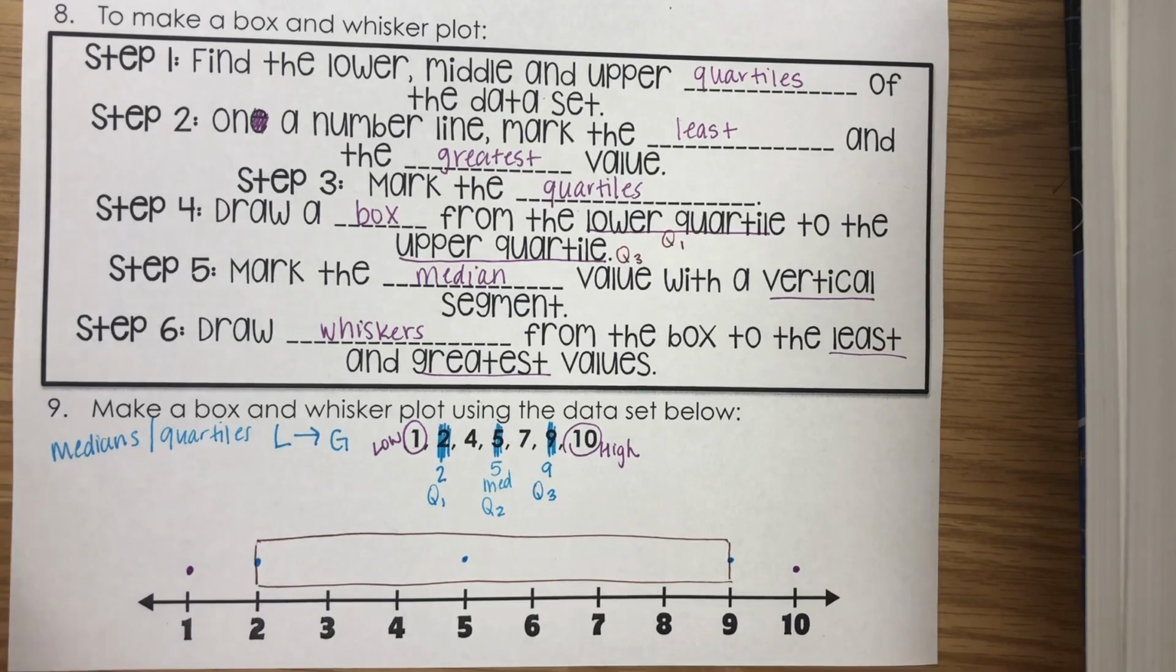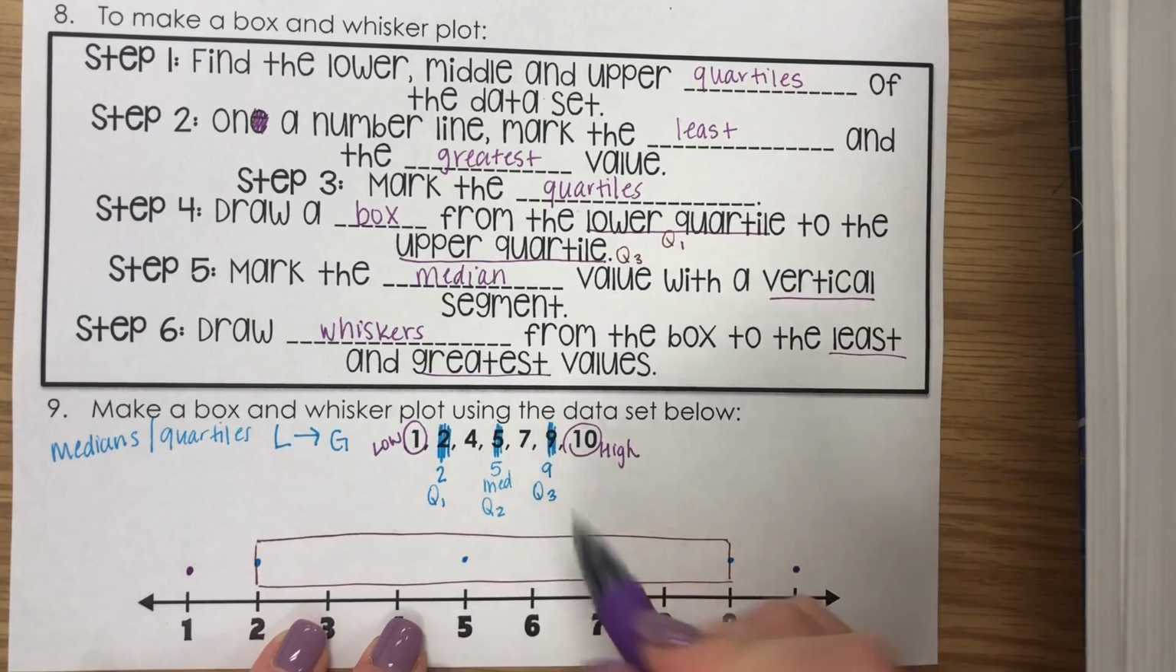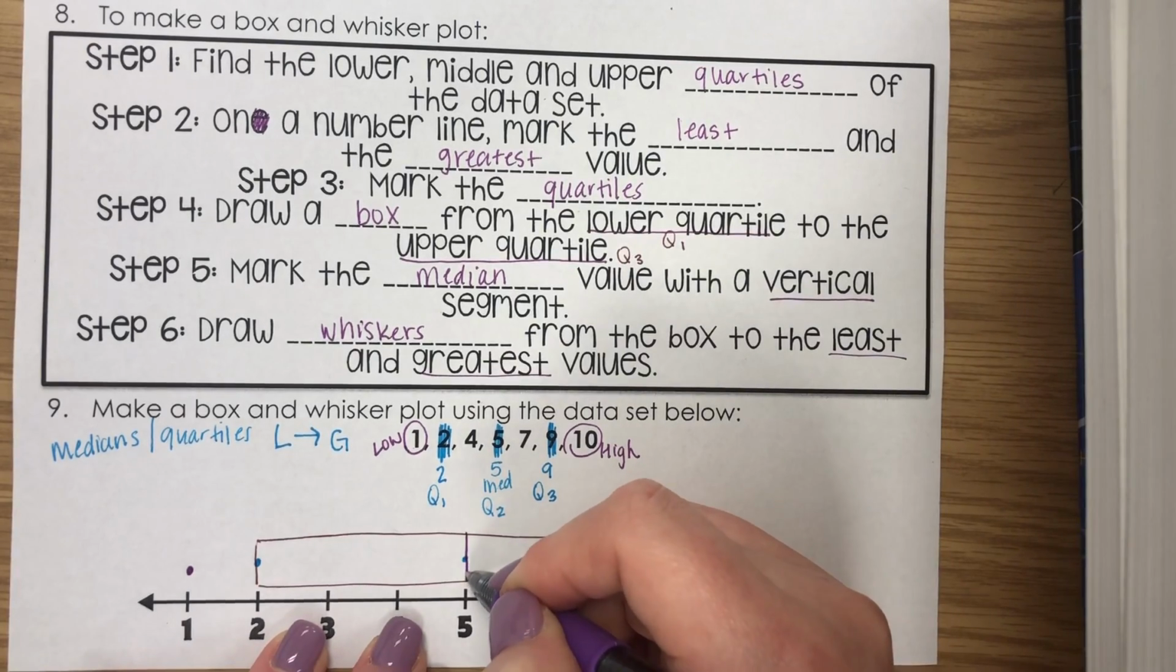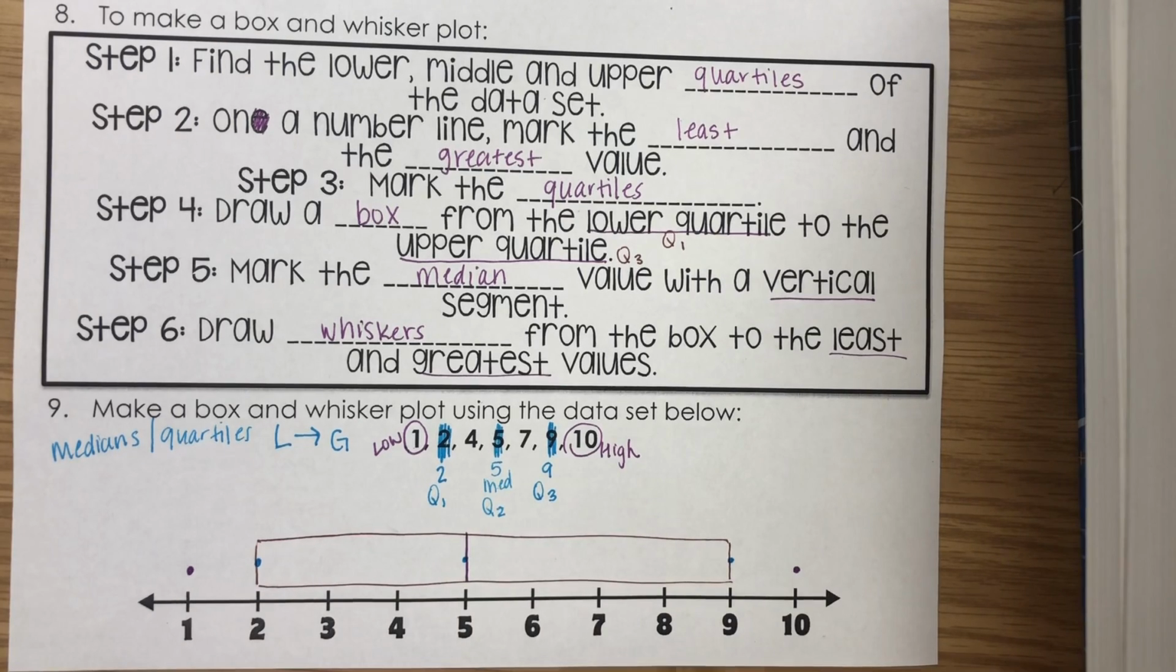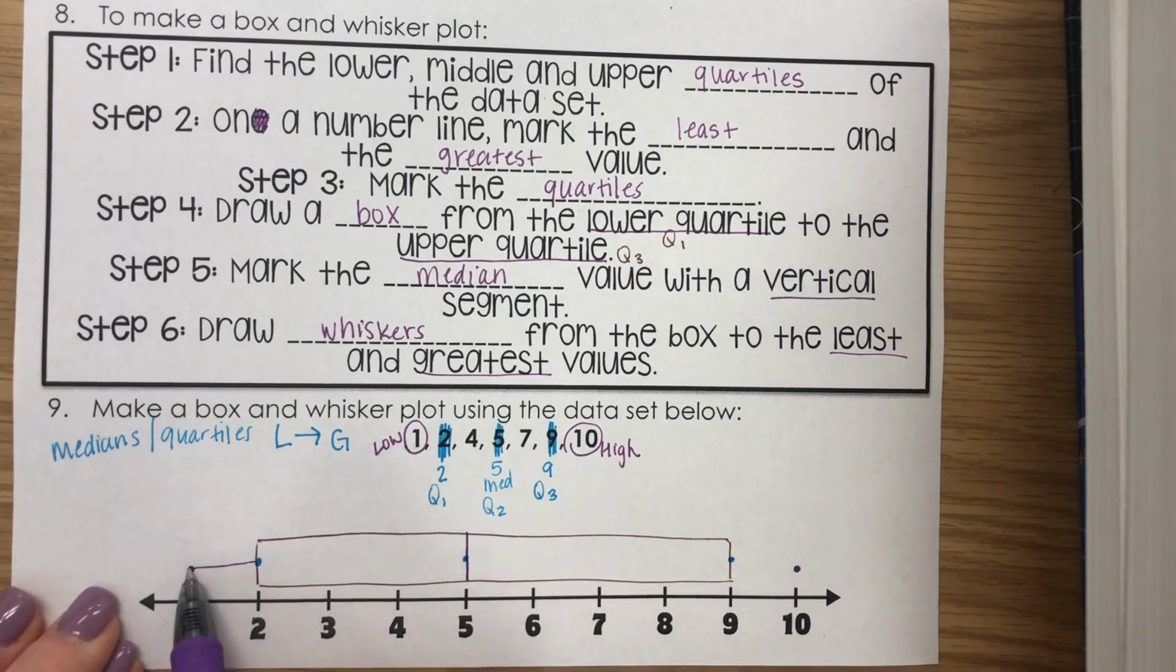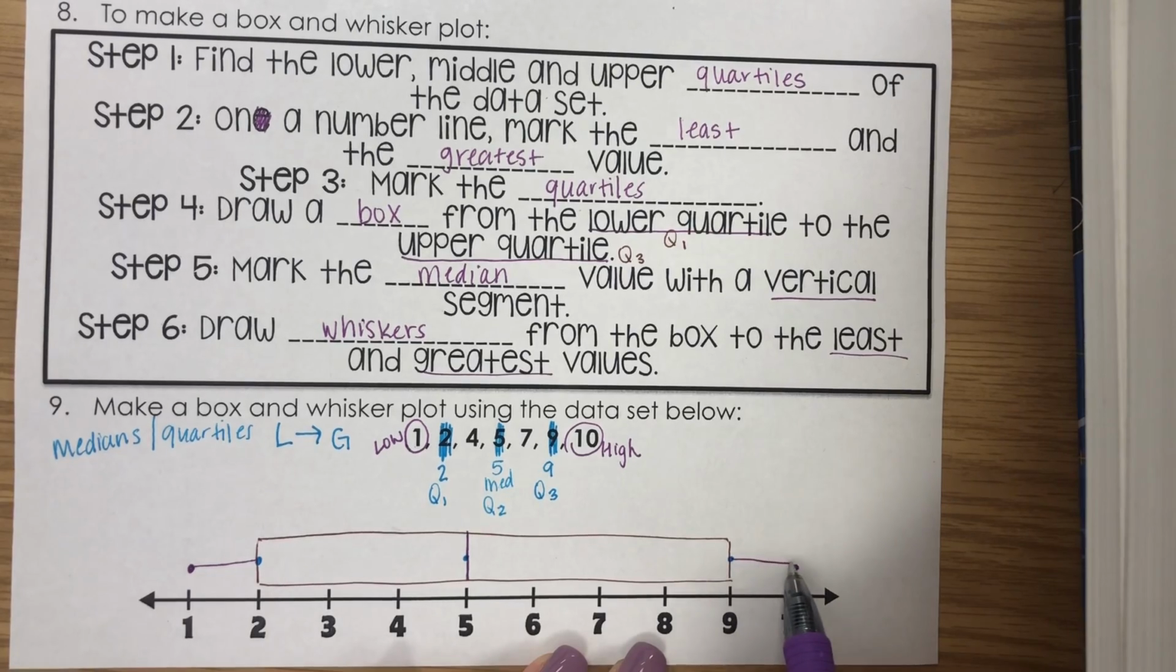And now it says mark the median value with a vertical line segment. So it's just a vertical line. So the median was 5, so we're just going to put a vertical line right here with 5. And then the last step is to draw whiskers from the box to the least and greatest values. So from the box to the least value, from the box to the greatest value. Okay? And that is how you create a box and whisker plot.